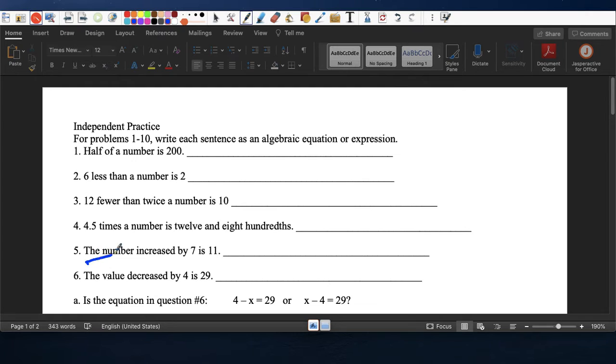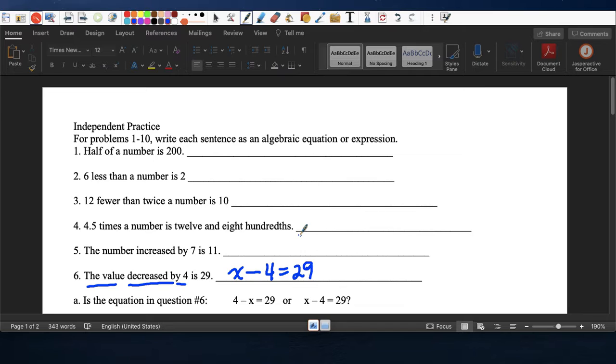A number that I don't know, que no conozco, and increased by, plus 7, equals 11. The value, I don't know, x, valor que no conozco, decreased by is minus 4, equals 29.